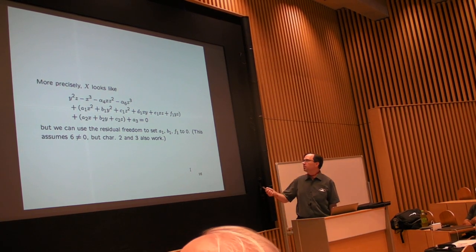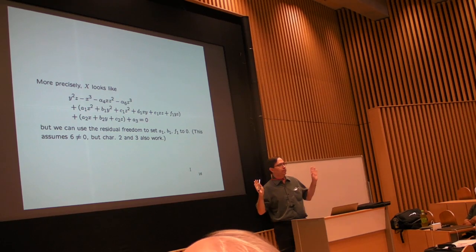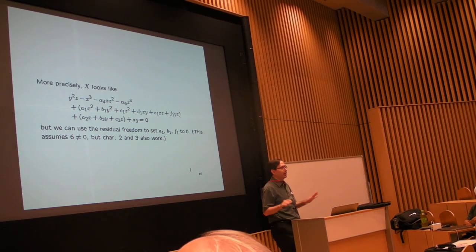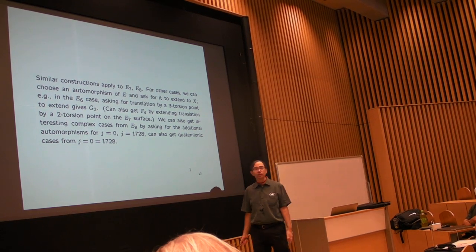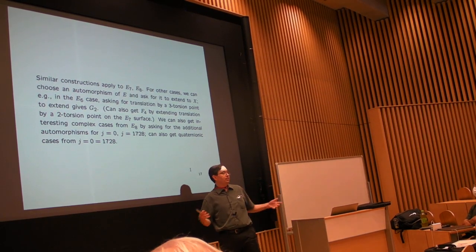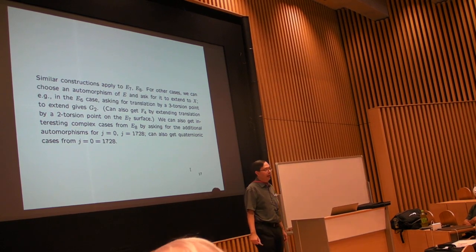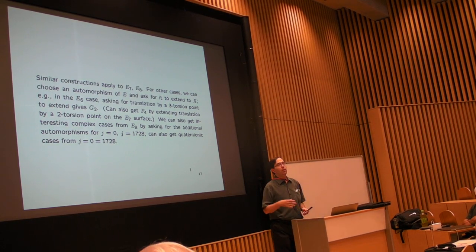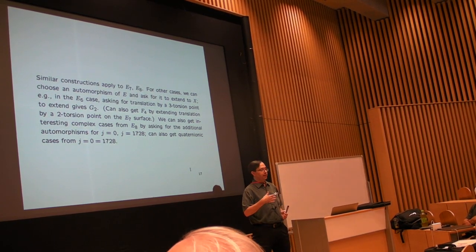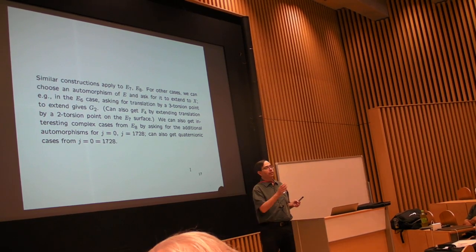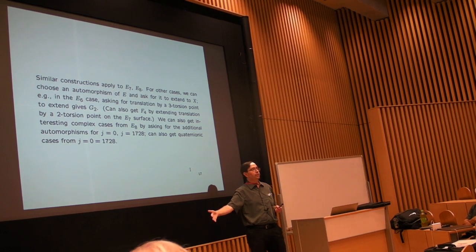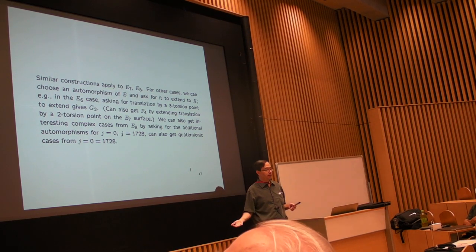Okay. And this is sort of, I'm being lazy here and dividing by 6, but you don't have to, you can make everything work. Okay. And then you can do something similar for E7 and E6 using other Del Pezzo surfaces. And moreover, you can get some other groups into the picture by saying, okay, let me take an automorphism of E and ask for that to extend to the surface as an automorphism of the surface.